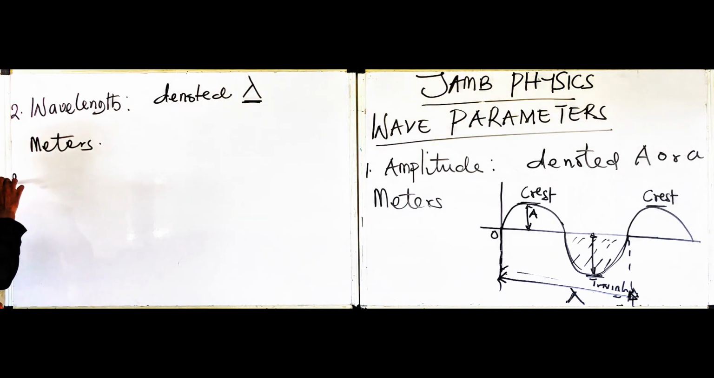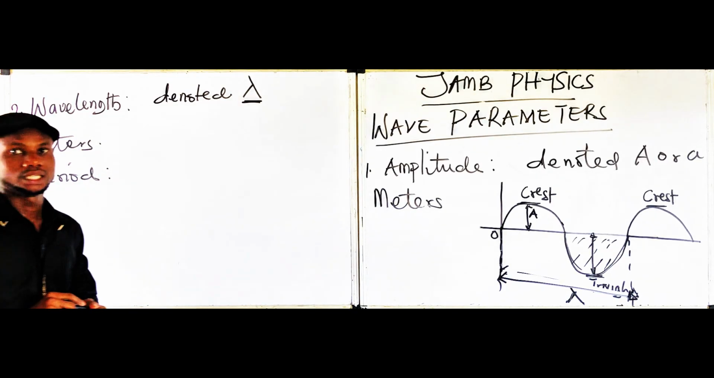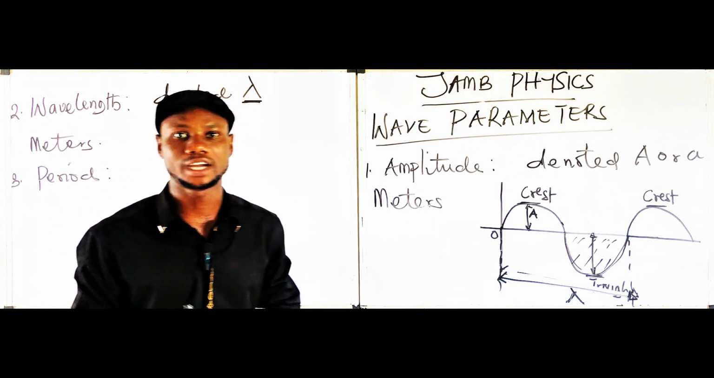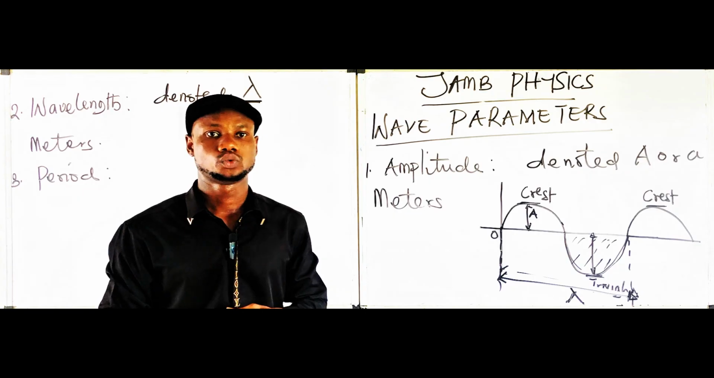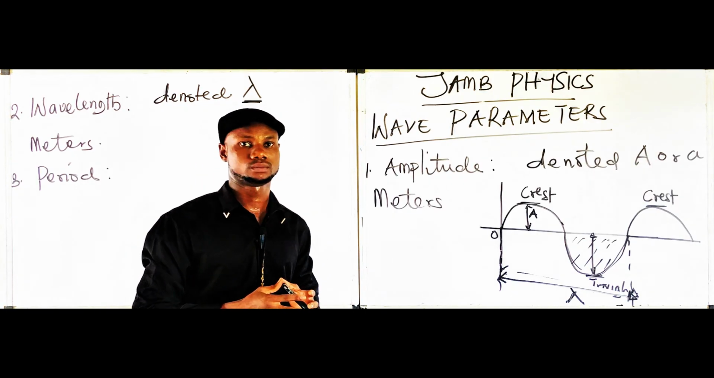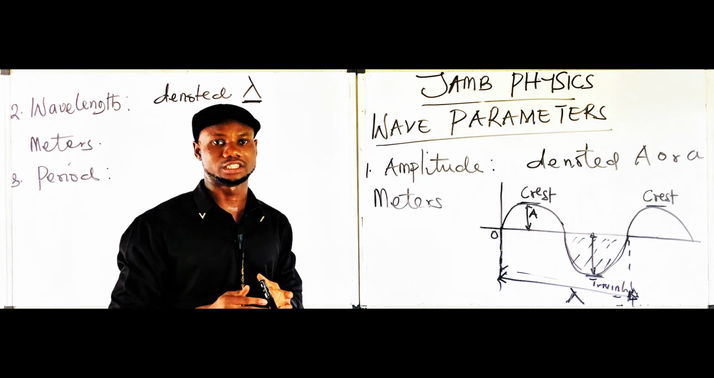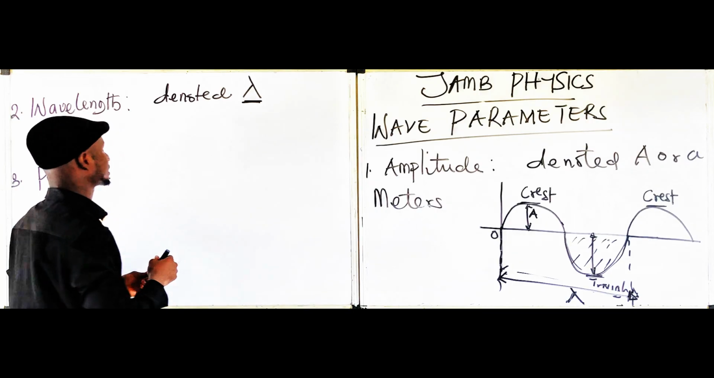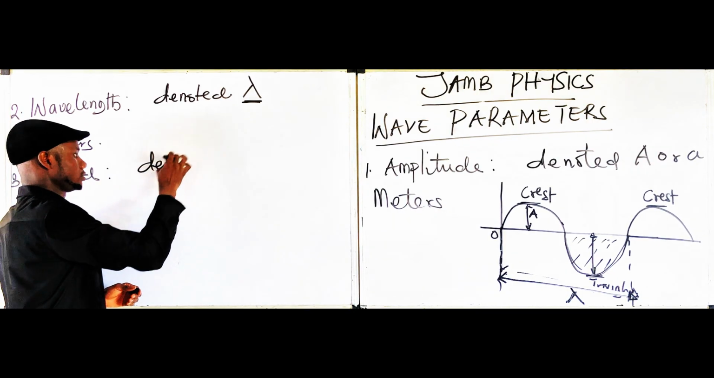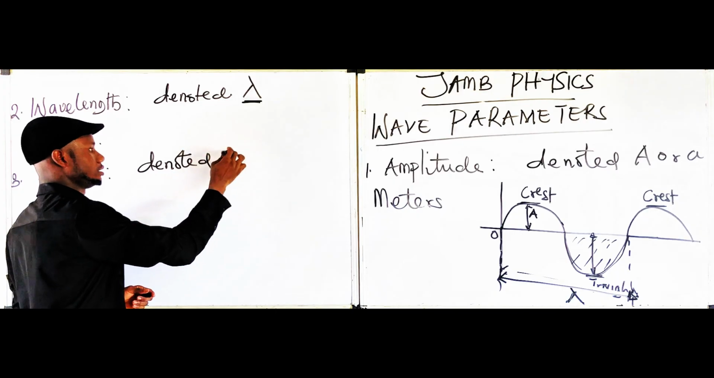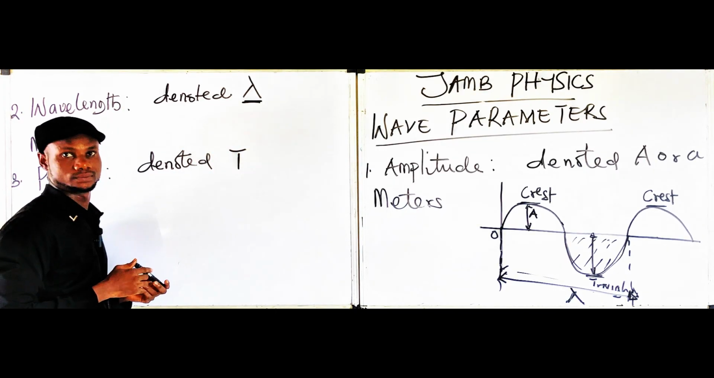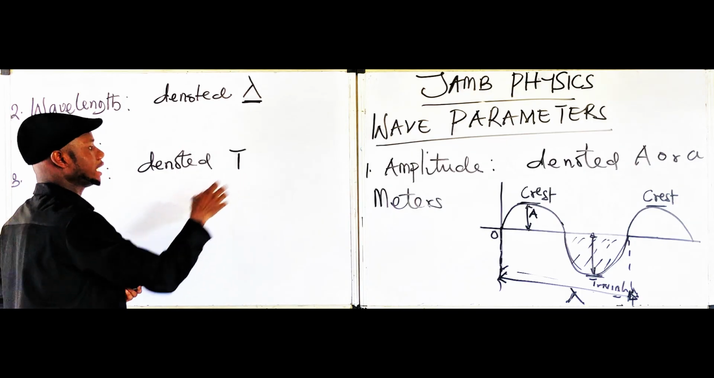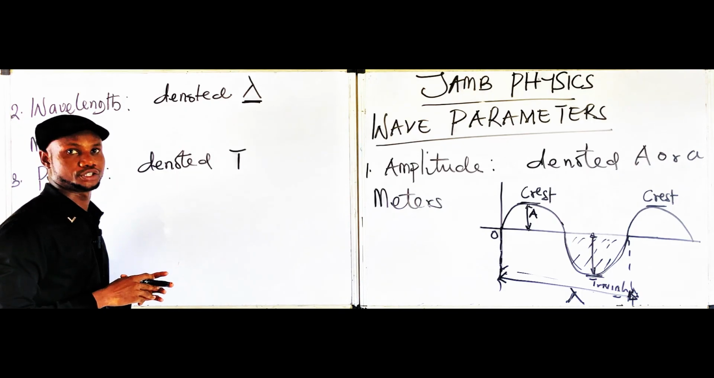Now let's take the next parameter here, class, and that is period. Period can be defined as the time taken to cover one complete oscillation. Okay? Now it can be denoted as T, that's capital letter T. Now let's look into the mathematical expression of period.